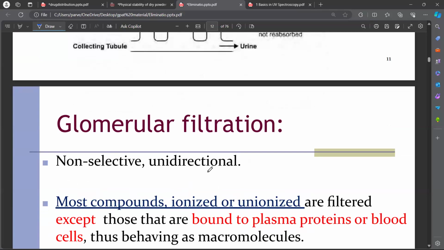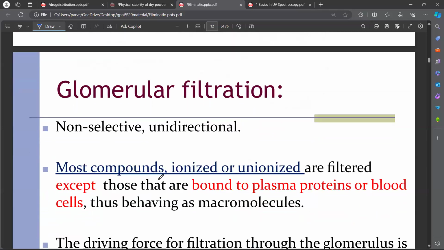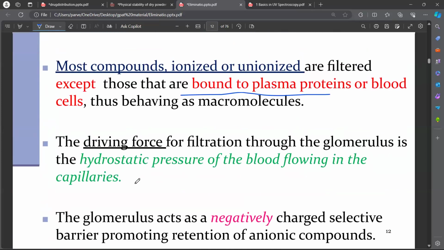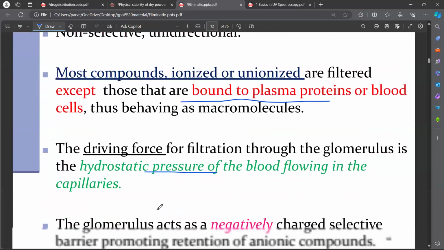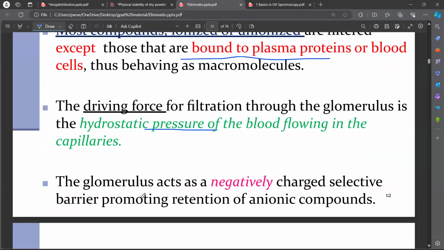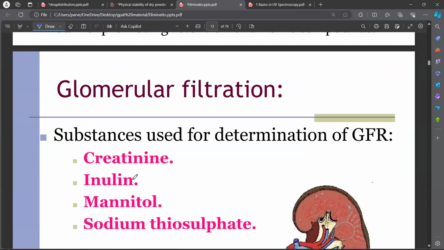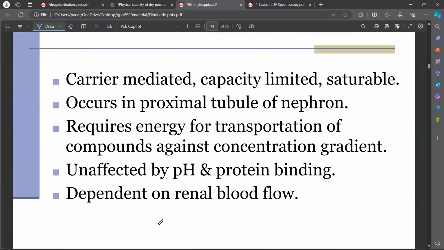As I mentioned, it is non-selective and unidirectional. Most of the compounds, whether ionized or non-ionized, are filtered, except those bound to the plasma protein, as their size increases. The driving force is the hydrostatic pressure, the same as pore transportation. The glomerulus also has a negative charge, same as the intestinal membrane. Substances used, as I mentioned, are creatinine, inulin, mannitol, and sodium thiosulfate. Sodium thiosulfate is less used.